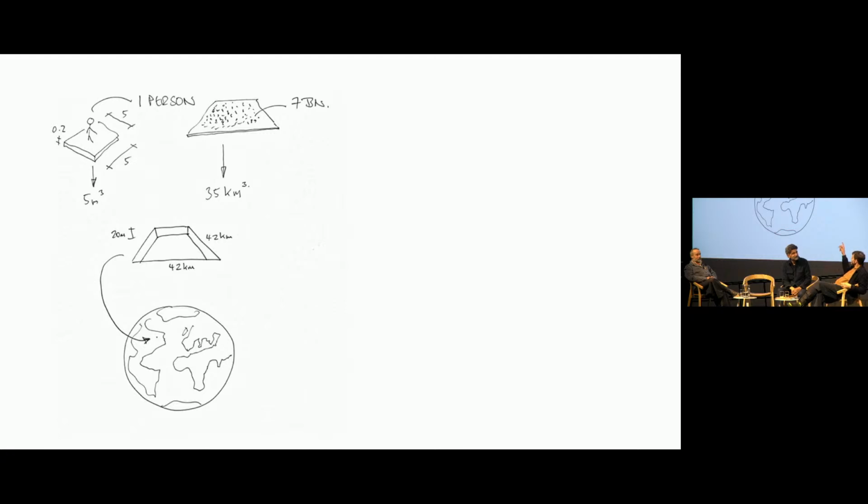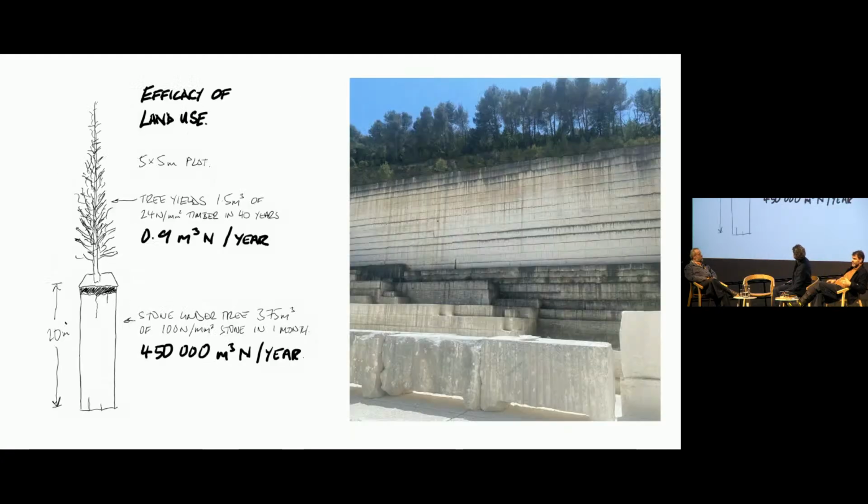If every person of the 8 billion people on the planet had a 5 meter by 5 meter by 200 millimeter slab, it's a quarry 40 kilometers square and 20 meters deep. So the volume of material that we need to edify is absolutely tiny compared to the geological provision of stone.